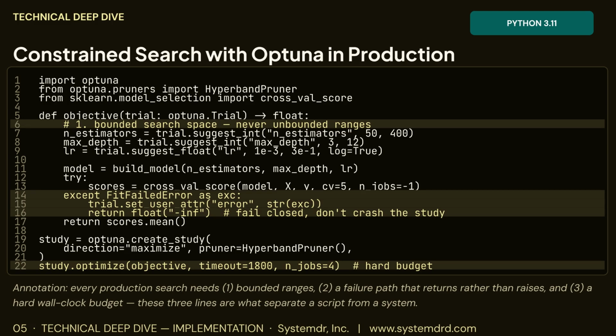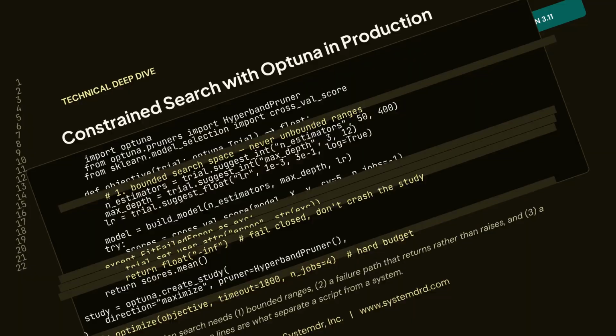Third, and maybe most important for production, there's a hard wall clock timeout on the study itself, 30 minutes here, combined with a fixed number of parallel jobs. That timeout is what turns an open-ended search into a bounded, predictable cost. Bounded ranges, a fail-closed error path, and a hard timeout, those 3 things are what separate a script from a system you can actually run in production.